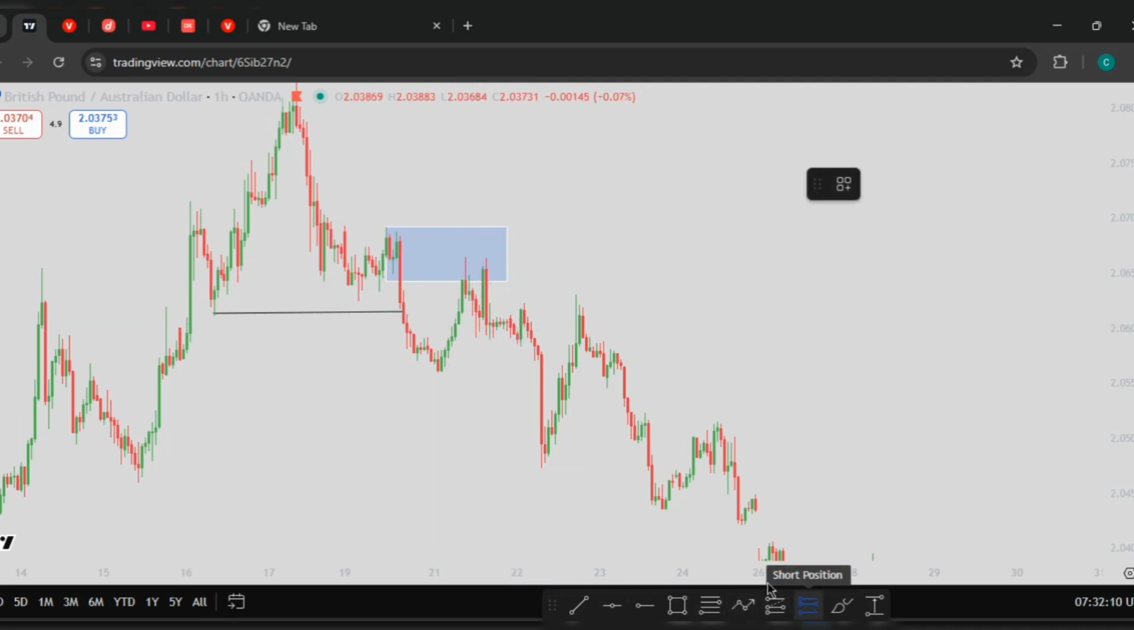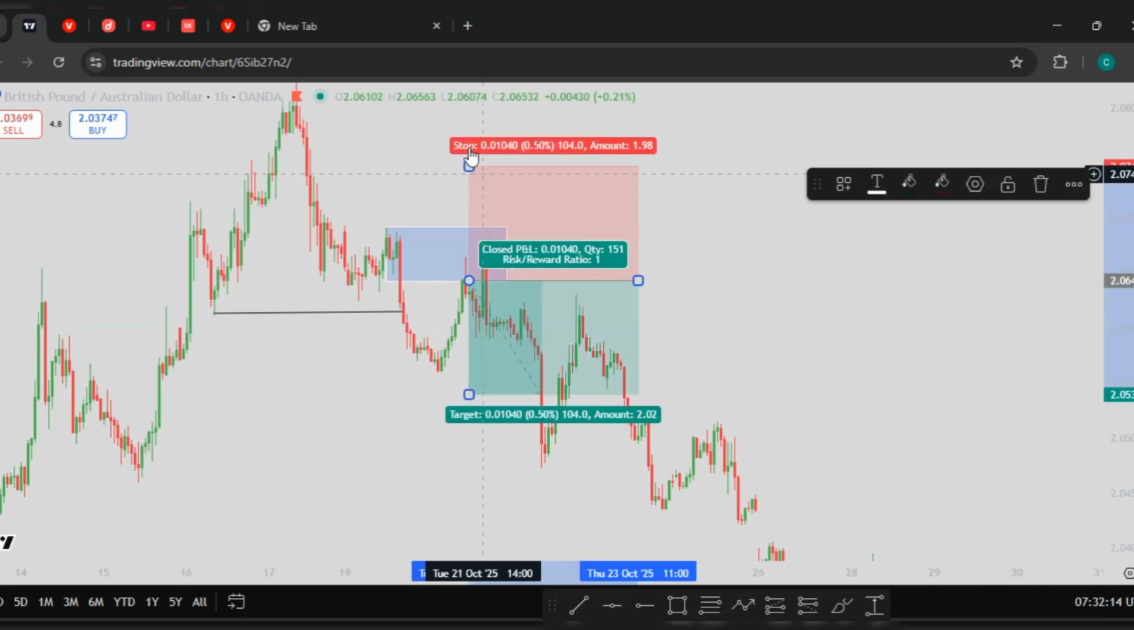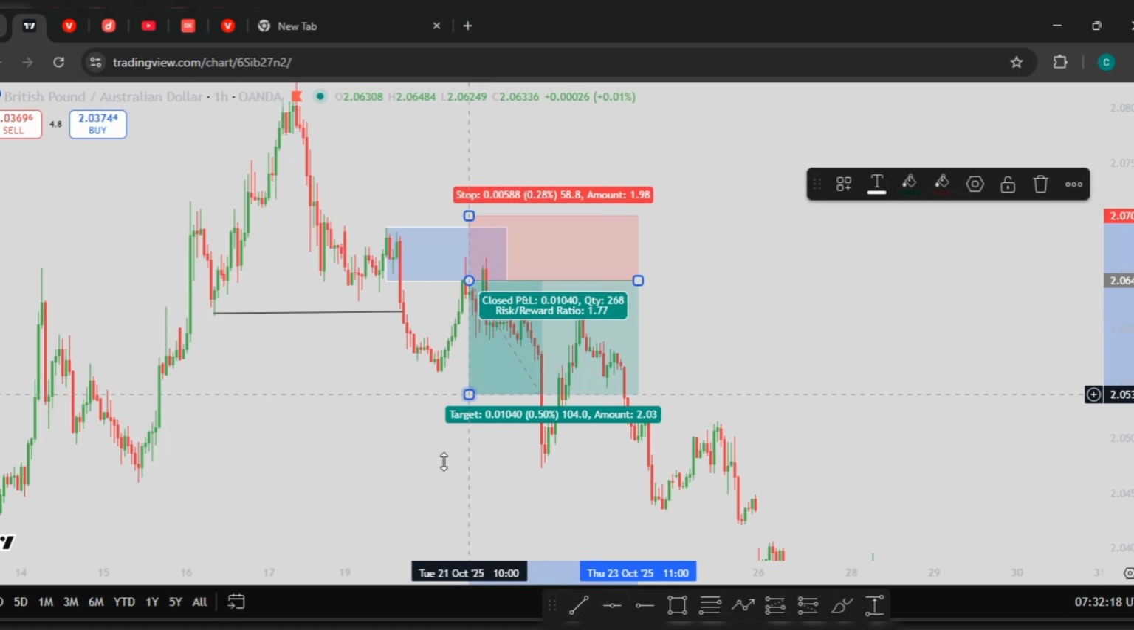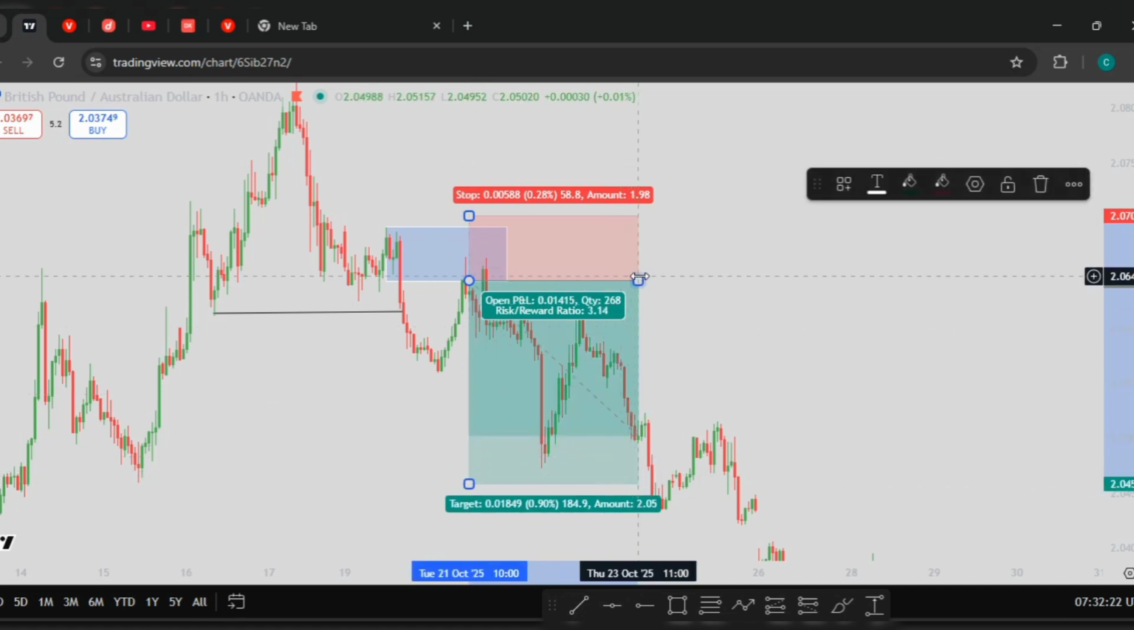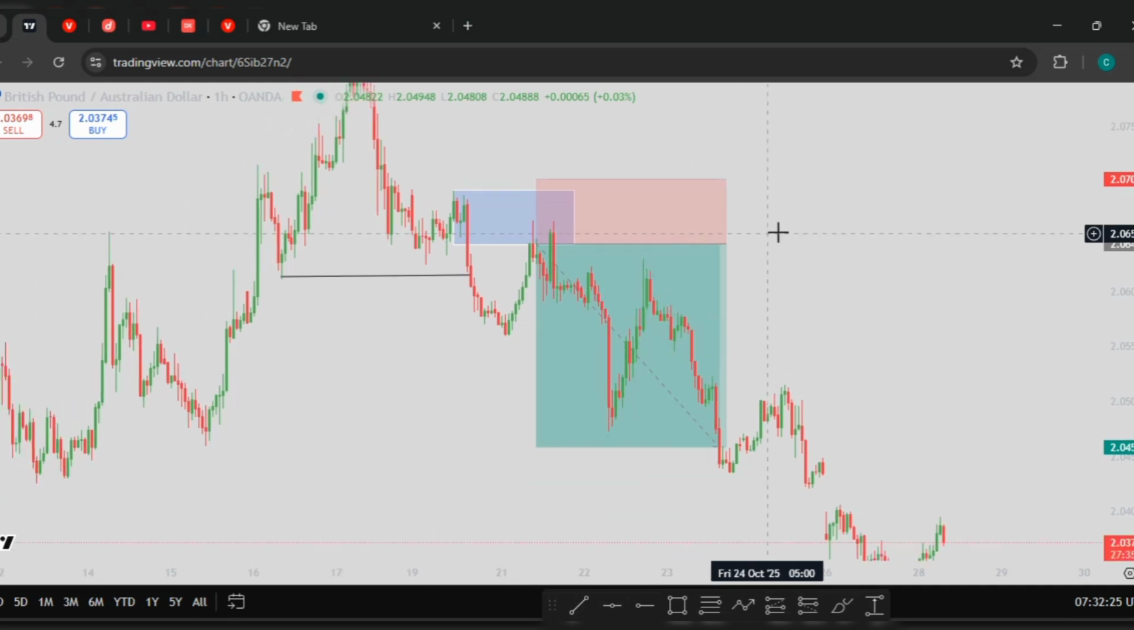You come here and you set your sell limit order. Then you put your stop loss at the top. Then you take this trade downward confidently, with confidence. This is with confidence because why? You know you are trading in line with the market trend.